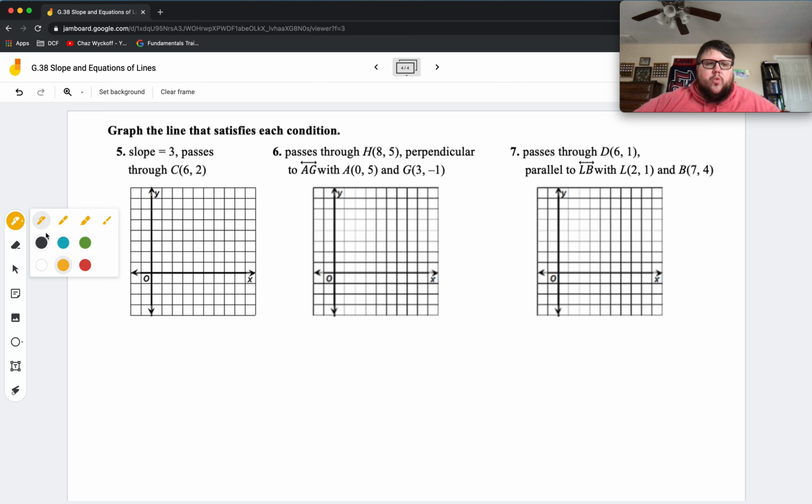number 5, it wants us to graph the points. So the first thing they do is they give us point C. Point C is 6, 2. So I'm going to go plot that point. 1, 2, 3, 4, 5, 6. 1, 2. 6, 2. And then my slope is 3. So that M equals 3. Another way to write that is 3 over 1. So I'm going to go up 3, right 1. Up 3, right 1. And at that point, I have my line. So I'm going to go ahead and graph my line.